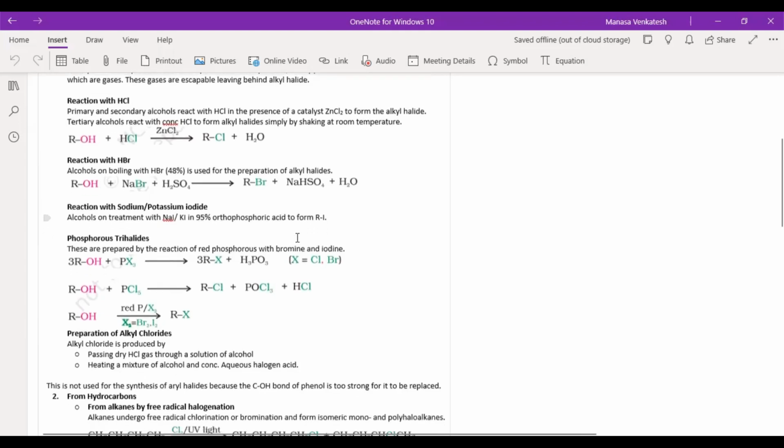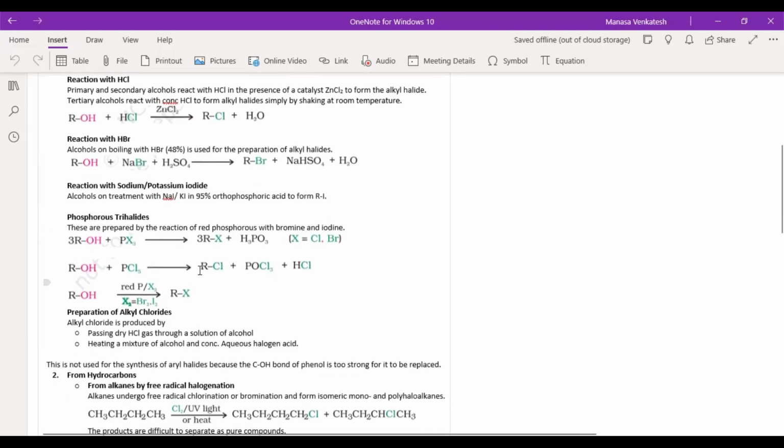Next is phosphorus trihalides. Phosphorus trihalides are used for the synthesis of alkyl halides, obviously, but the phosphorus trihalide itself is prepared by the reaction between red phosphorus and bromine or iodine. So you have red phosphorus with bromine or iodine. That's what is written over here. Red phosphorus with bromine or iodine gives us the phosphorus bromide or iodide respectively.